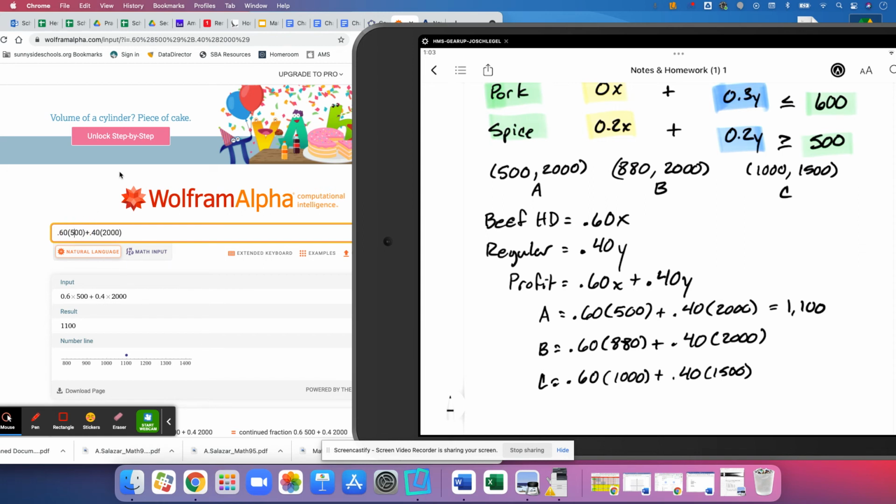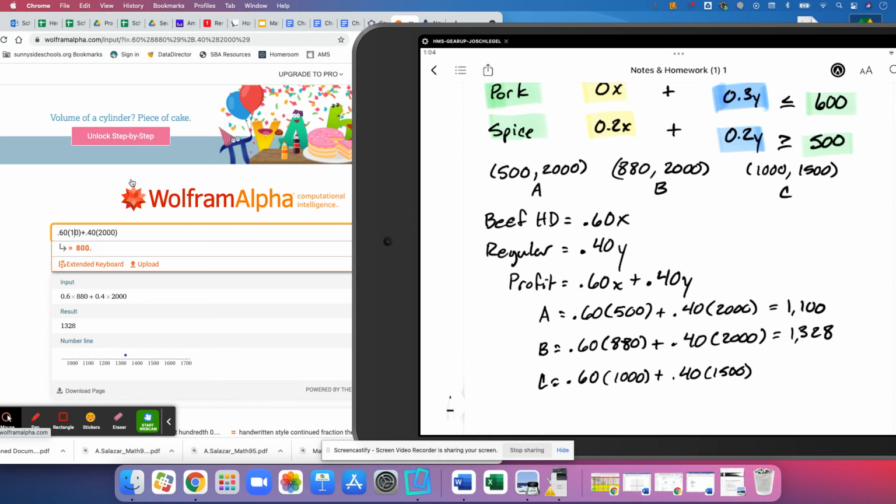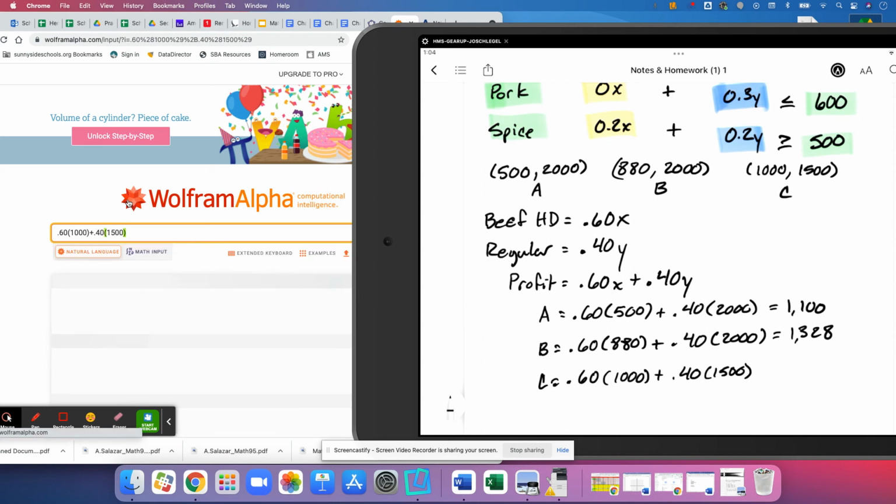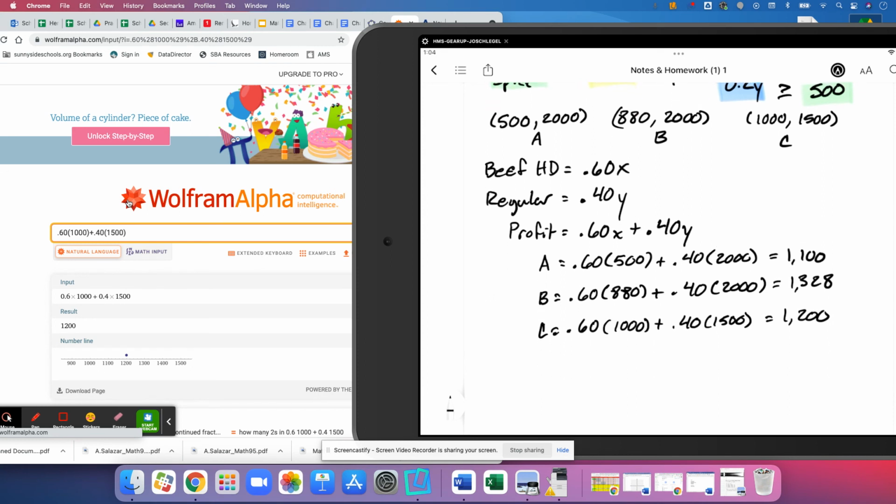So next we have 880 pounds of all beef and still 2,000 pounds of regular. That's a little bit better with 1,328 as our maximum profit. And then finishing this out, everyone, the last option that we have is 1,000 pounds of all beef and 1,500 pounds of regular, which ends up being a profit of $1,200. That's a lot of sausage for not a lot of money.